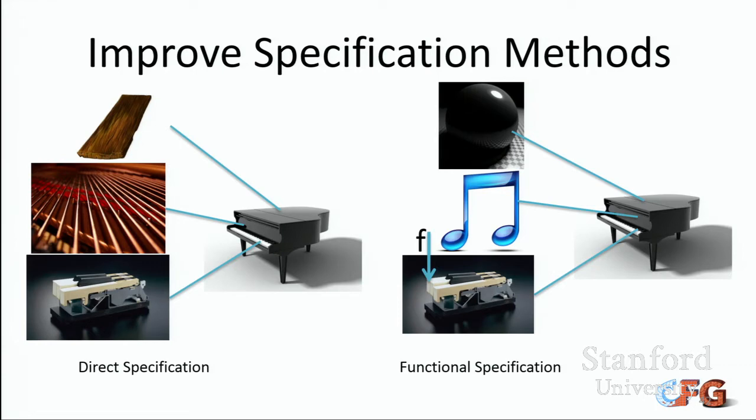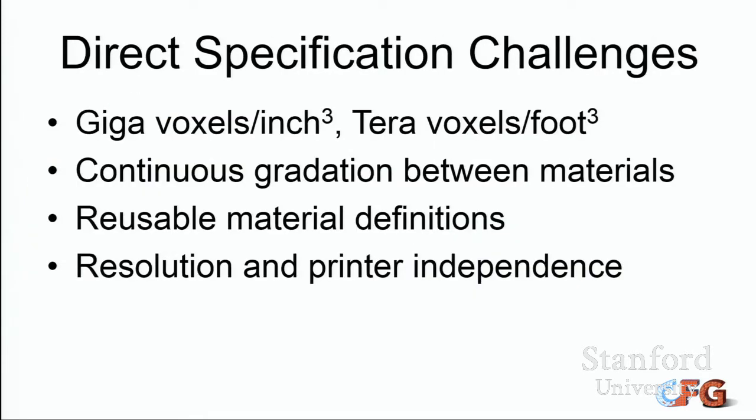I'm going to specify the piano in terms of its function. For example, I'm going to say that when the top of the piano is glossy with that particular gloss level, and if I hit the given key on the piano with the given force, I'm going to get a particular sound from the whole structure. So that's functional specification. Let's talk about direct specifications and challenges.